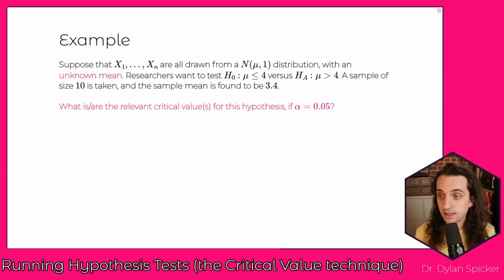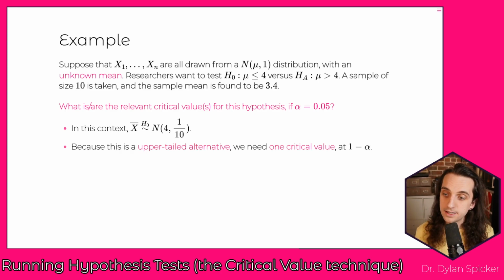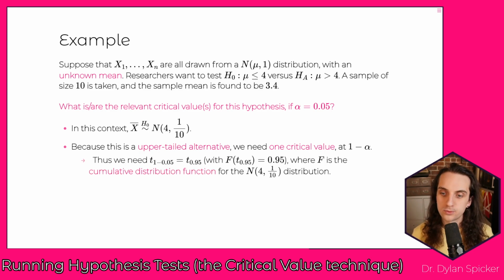We're still working with alpha equals 0.05. And so again, we have our null distribution is the normal for 110, but because this is an upper tailed alternative, we need one critical value, and that critical value has to occur at 1 minus alpha, or 0.95 in this case, right? So we need the critical value t of 1 minus 0.05, which is t of 0.95. And again, the definition of this critical value is F of t 0.95 equals 0.95, where F is our cumulative distribution function for the normal distribution that we're dealing with.